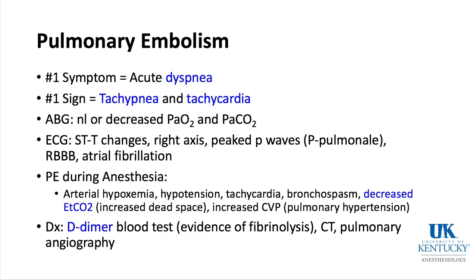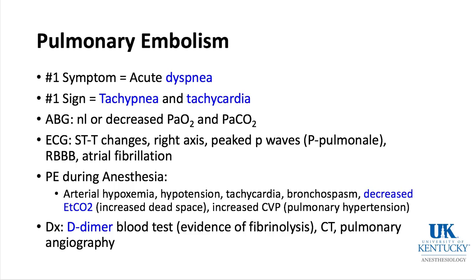Pulmonary embolism is the next key word. Number one symptom of pulmonary embolism is acute dyspnea. Number one sign is that the patient is breathing rapidly and is tachycardic. On an arterial blood gas, usually you'll see a drop in PaO2, and the patient will be hyperventilating with a low PaCO2 when a pulmonary embolus occurs.